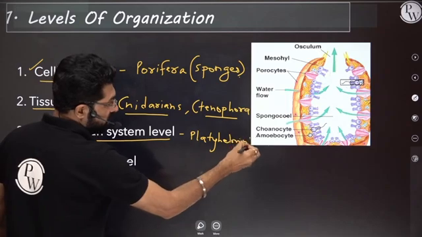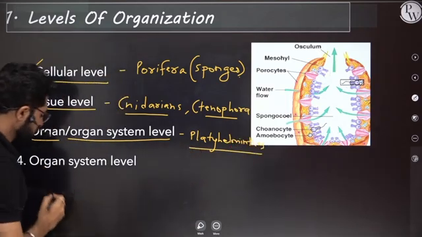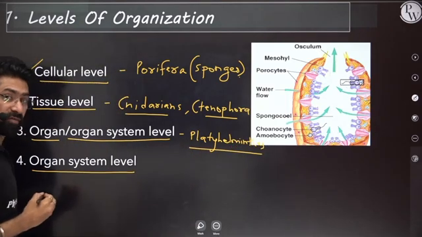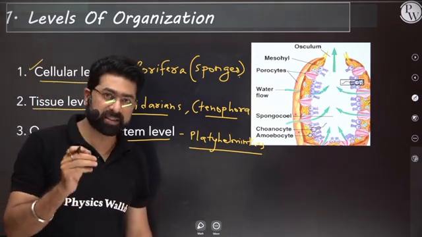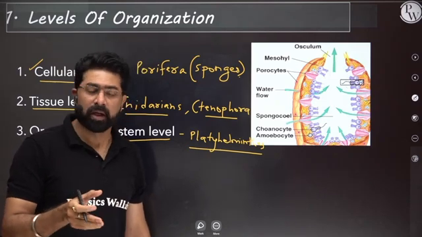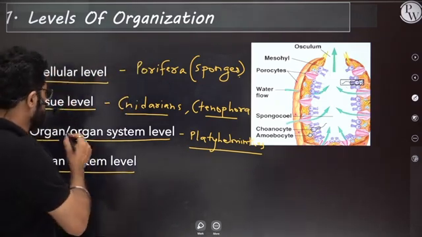Now what I'm talking about, let's see. If I say organ system level of organization is found in you, you are a human being, you have organ system level of organization. Yes. Now the question comes, don't you have organ level also?